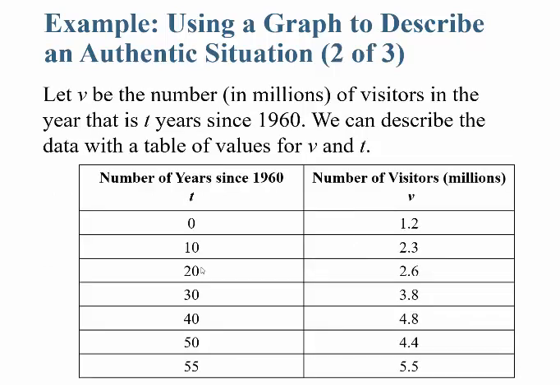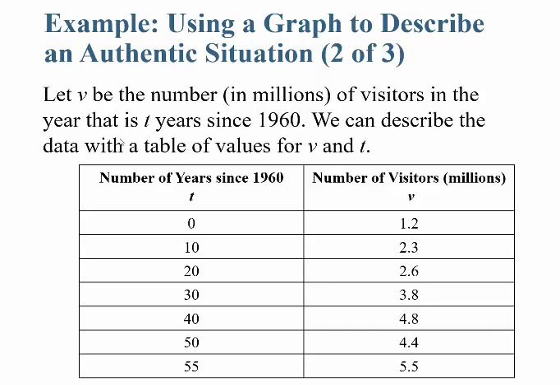I'm going to define two variables, and this way of defining variables is going to be very common throughout the rest of the class. Not too often are we going to be doing x and y anymore. We'll be doing two different types of variables. So let V be the number in millions of visitors in the year that is T years since 1960. Notice how I've defined this new variable as T years since 1960.